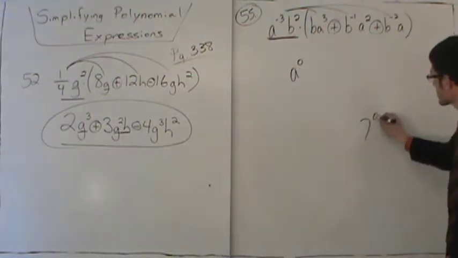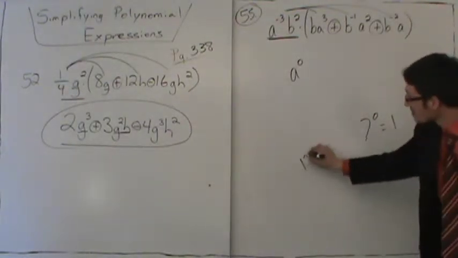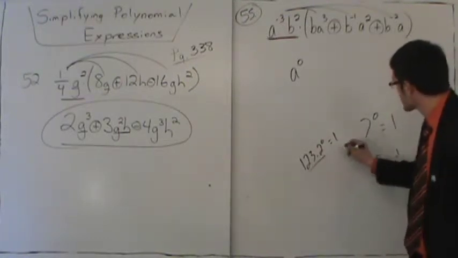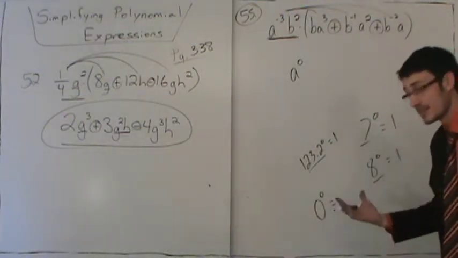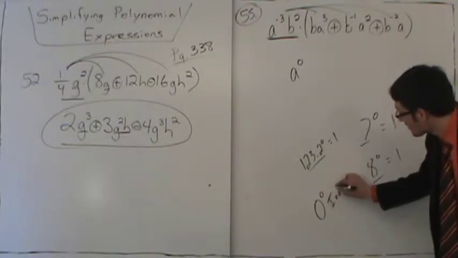Okay, so 7 to the 0 is what? 7 to the 0 is 1. 8 to the 0 is what? 1. 123.2 to the 0 power is 1. Okay, so we say anything to the 0 power is 1 except what is 0 to the 0th? 0 to the 0th is not 1. It is indeterminate.